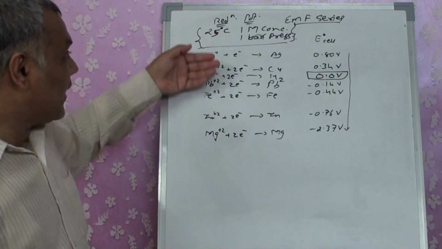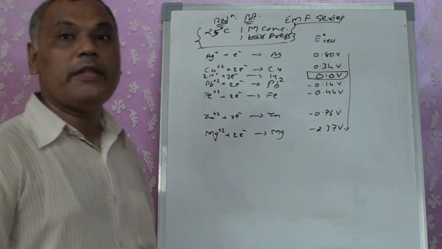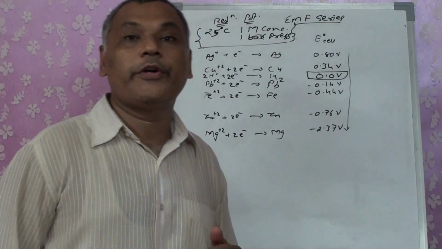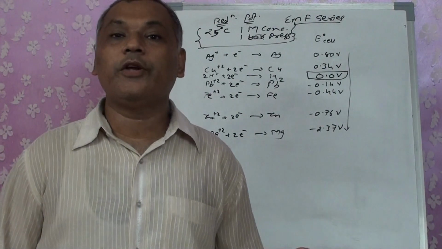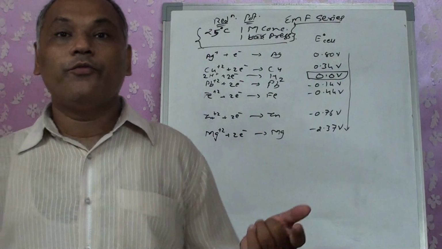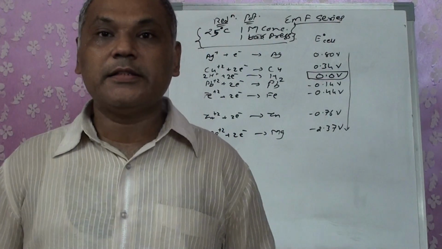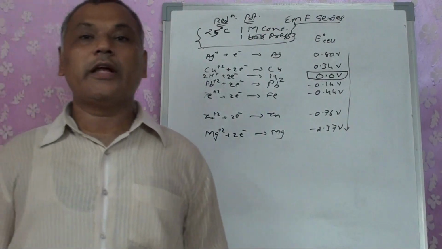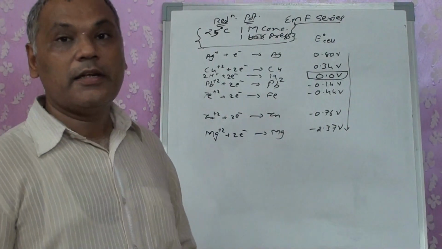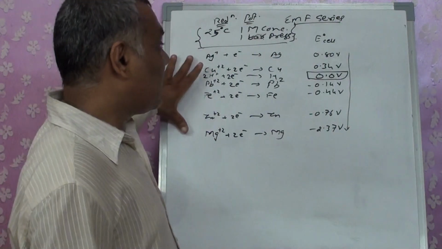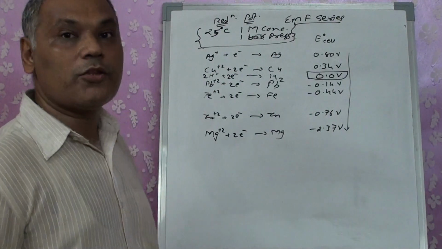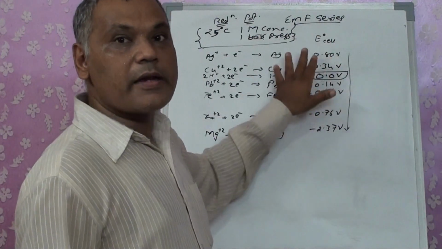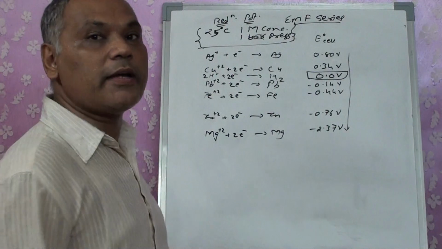Once I get this EMF series, what will be the application? This will help me know which electrode is going to act as anode and which one will act as cathode. Which one will have a higher tendency to gain electrons, which one will have a higher tendency to lose electrons. That can be recognized. The one with a higher reduction potential is always going to act as cathode.